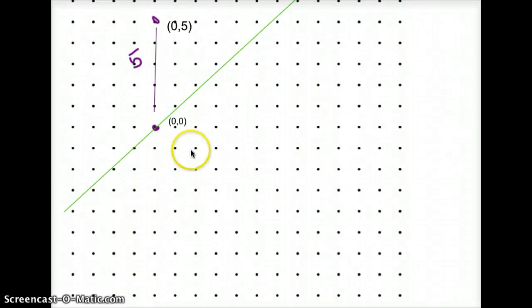We are going to look at reflections. So I'm going to start with these 2 points. This point is (0, 5) and this point is (0, 0). And I know that the distance between these points is going to be 5 units.